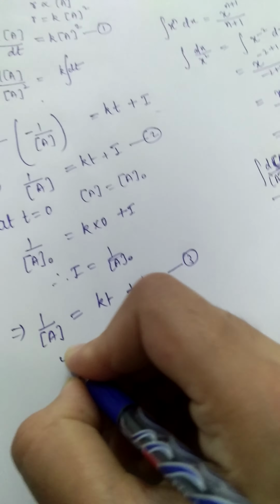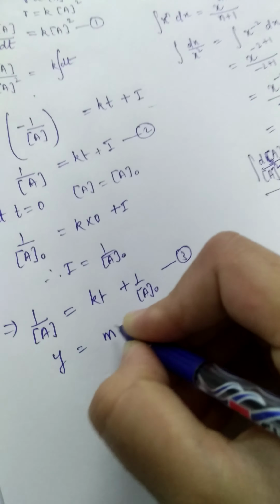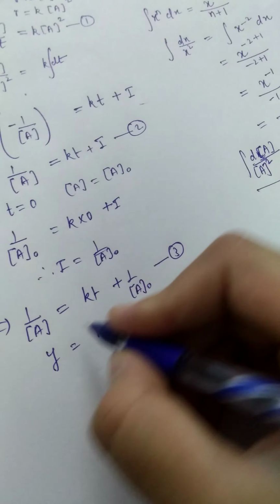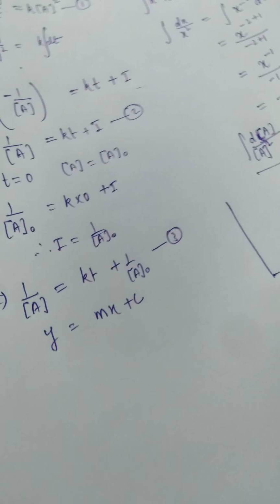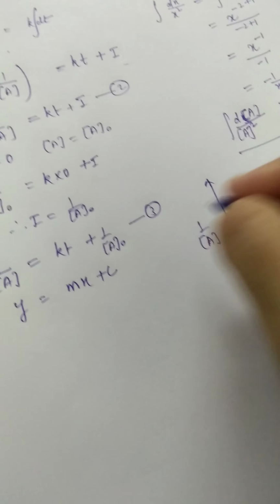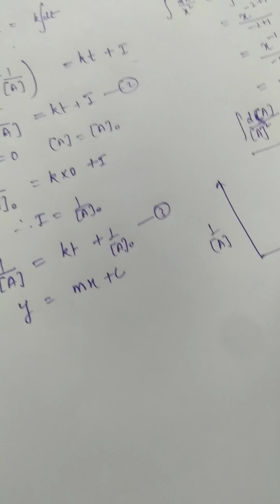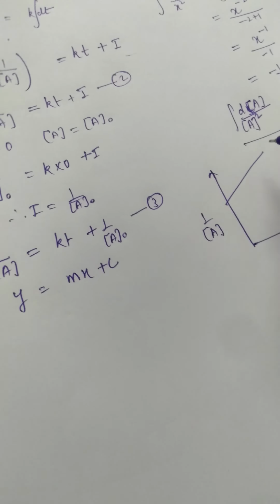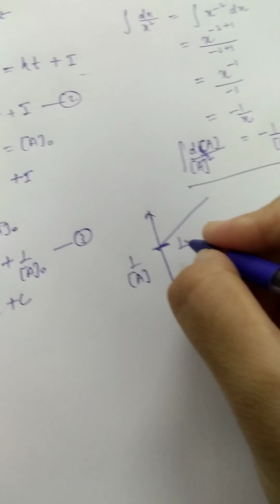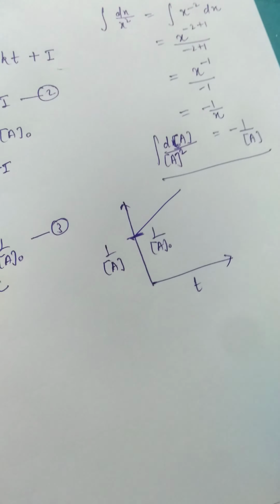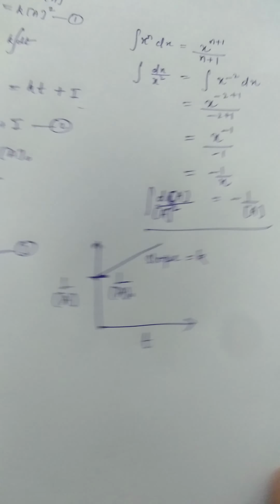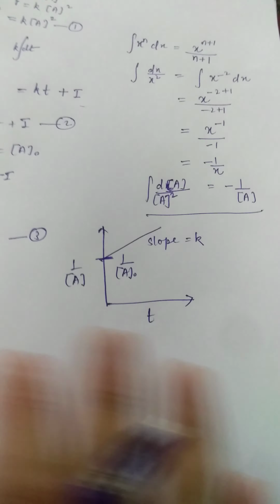Now if you compare this equation with y equal to mx plus c, this is a straight line equation, and if you plot a graph of 1 upon concentration of A with respect to time, you will get a straight line graph, and your intercept is equal to 1 upon A naught, and your slope is equal to K. So you will get this kind of graph.